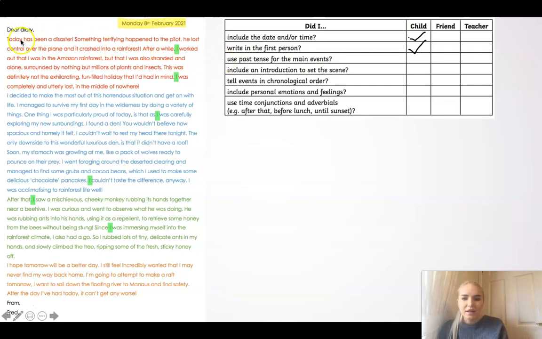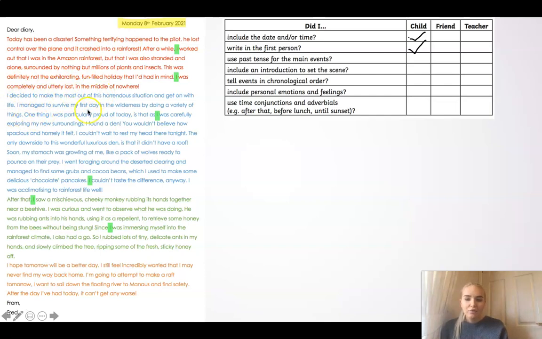Okay, let's have a read. Okay, after a while, I worked out, that ed suffix, worked. I was stranded, that ed suffix, stranded, adding that to make that stranded. It happened before. I decided.